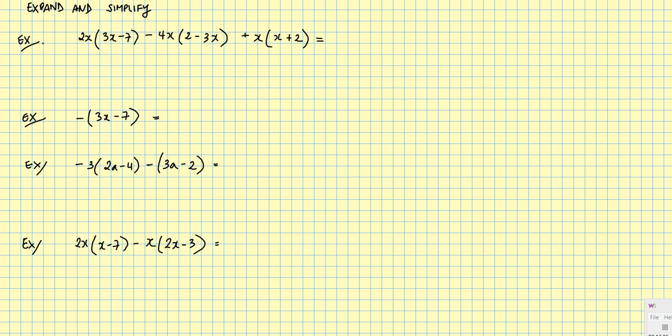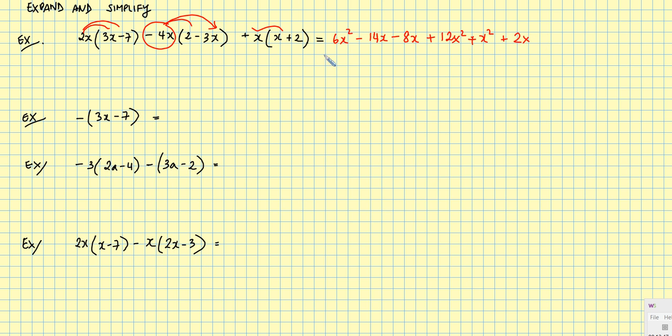Okay, let's expand the next one. Let's look at some more complicated examples. We've got 2x times (3x minus 7) minus 4x times (2 minus 3x) plus x times (x minus 2). So 2x times 3x gives us 6x squared. 2x times negative 7 gives me negative 14x. Don't forget that negative. Now negative 4x times 2 gives me negative 8x. And then negative 4x times negative 3x gives me a positive 12x squared, because a negative times a negative is a positive. And then it will be plus x squared minus 2x.